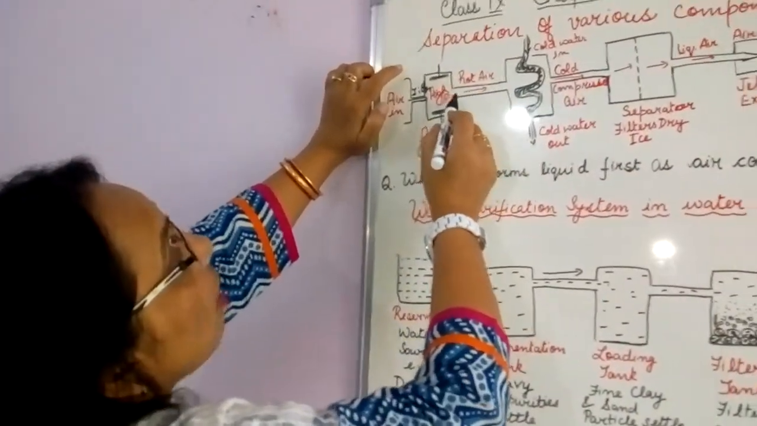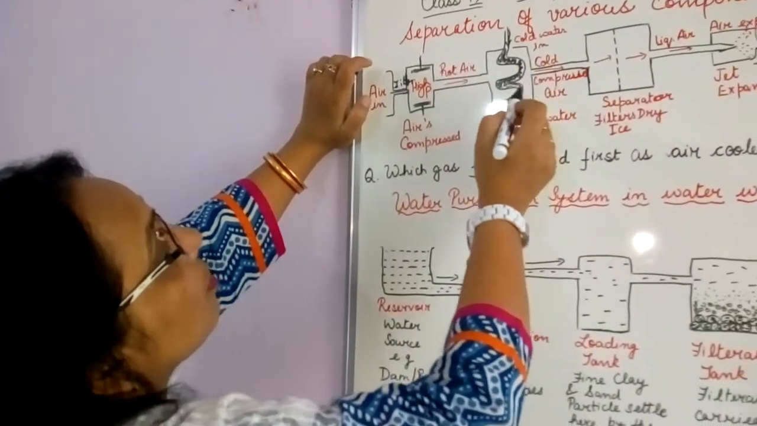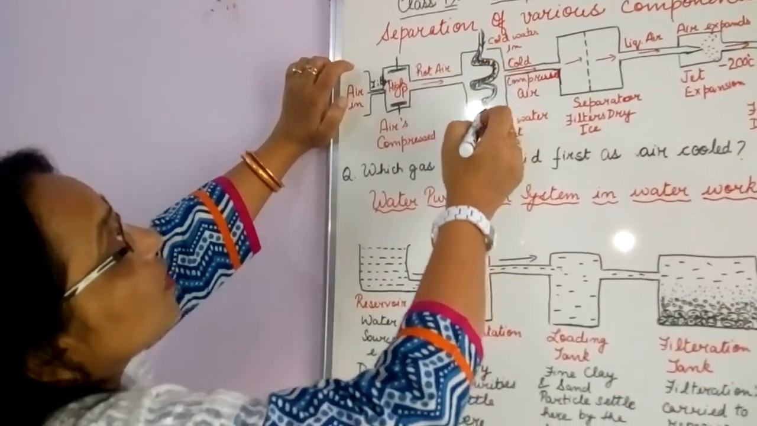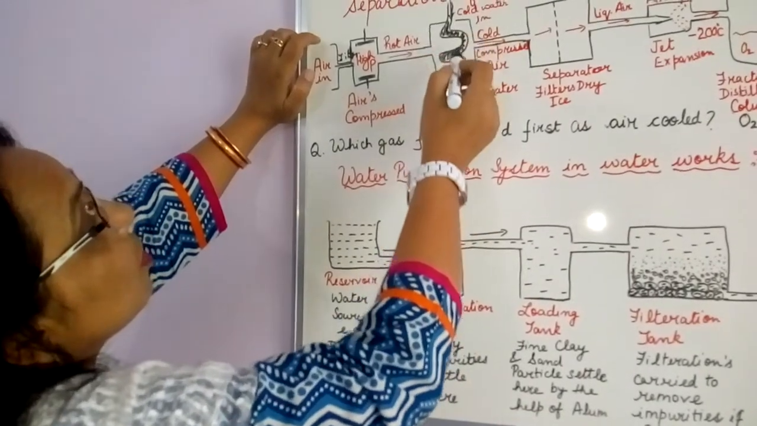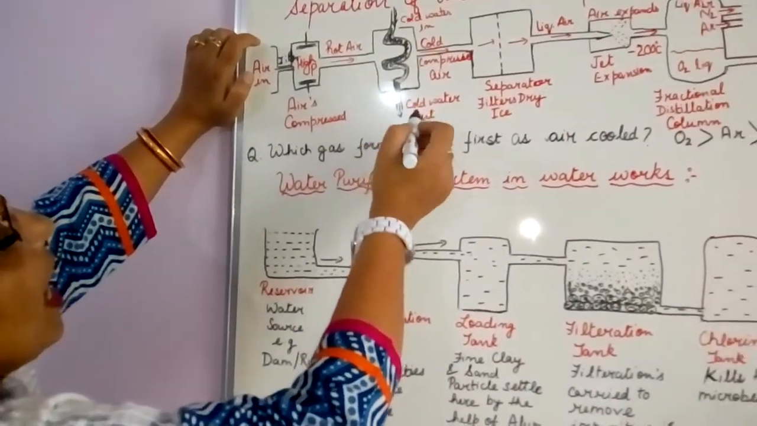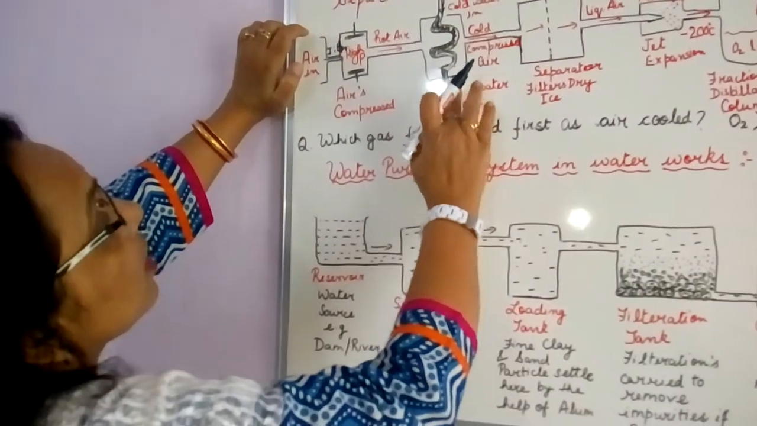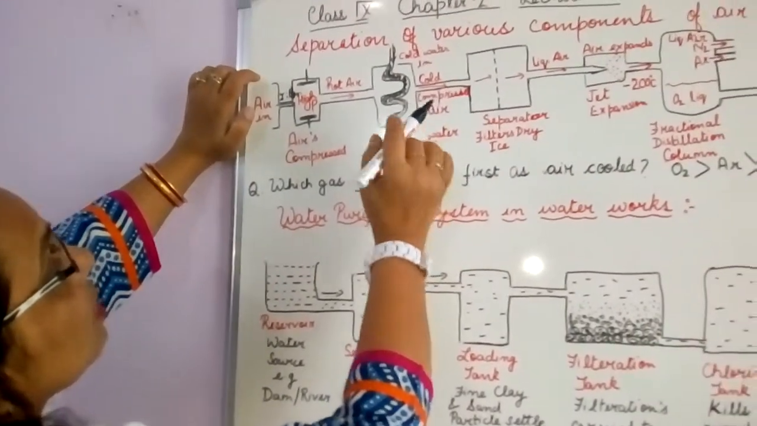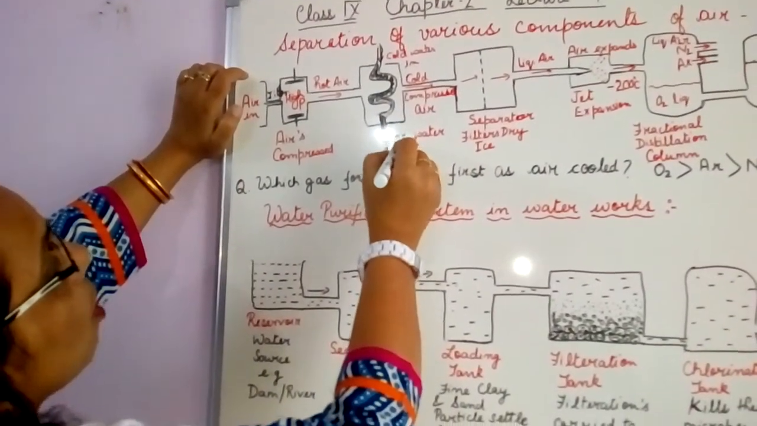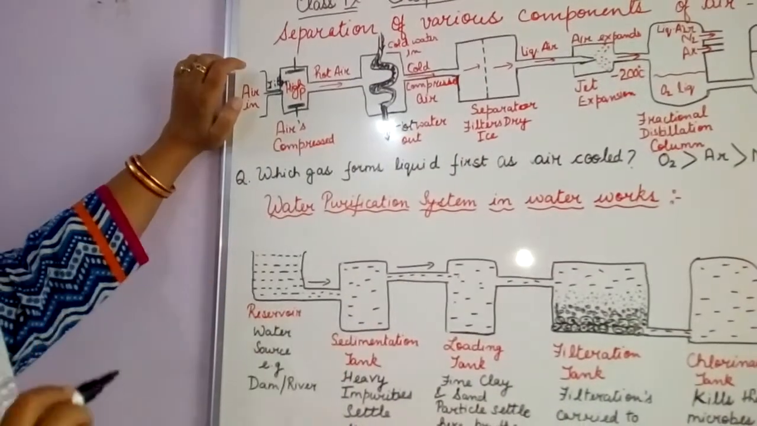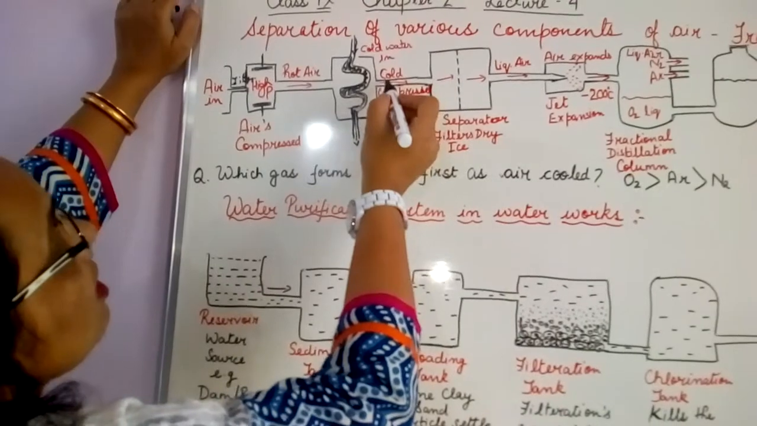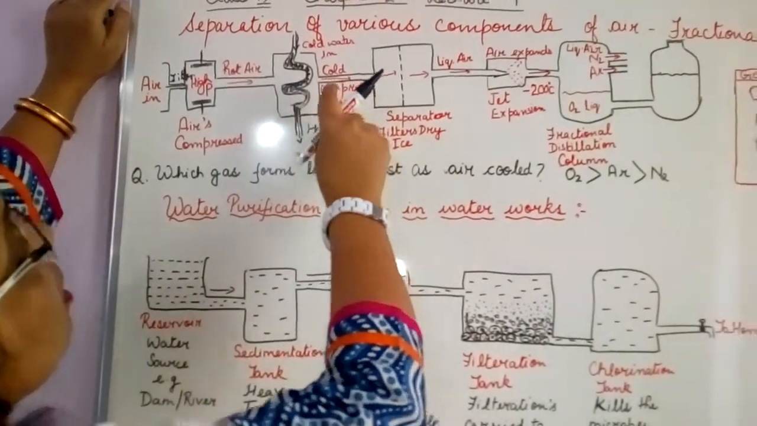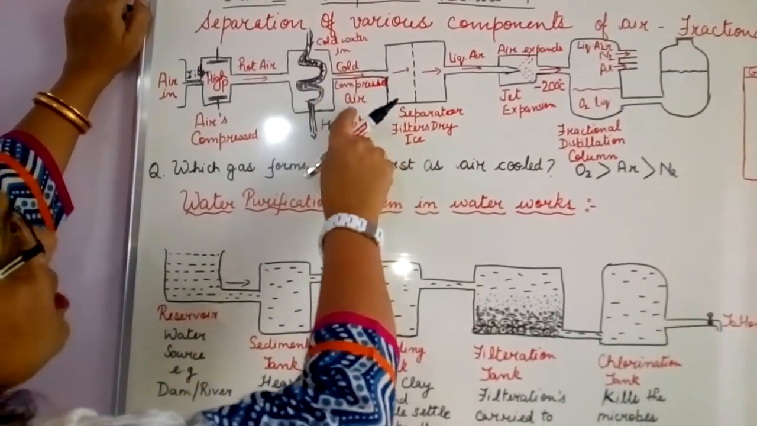So the hot air now goes to the next chamber where the air is further cooled by cold water. You can see the cold water going into this and the hot water coming out of it. What kind of water is coming out? Hot. Why? Because the hot air has lost heat, and the hot air has now been converted into cold compressed air.